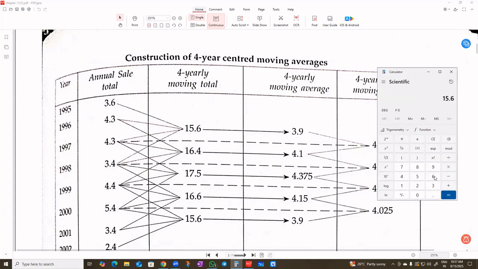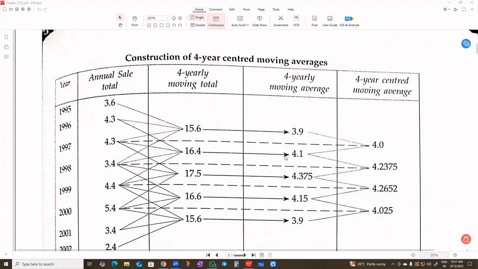15.6 divided by 4. Look at this, 3.9. Okay. So in the same way, first we will cancel one value and next we are moving to the next 4 values.